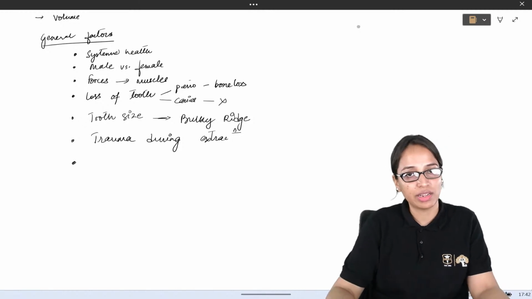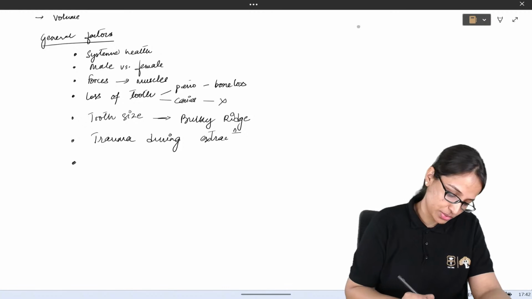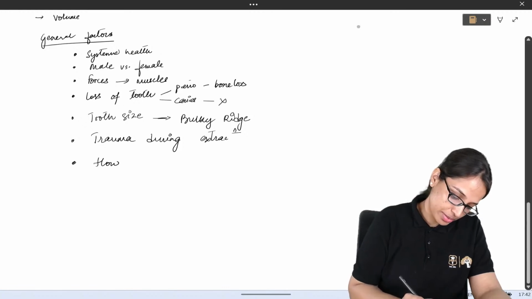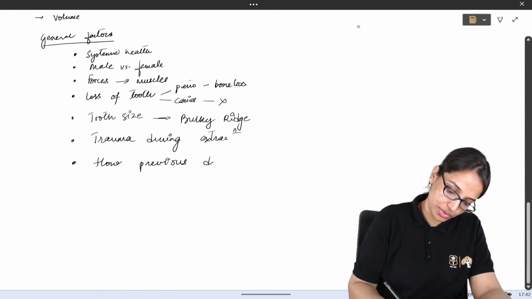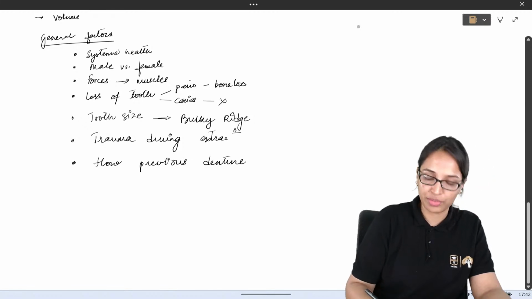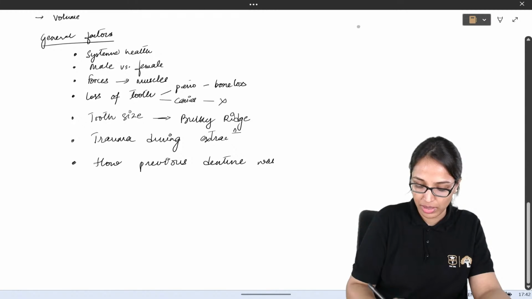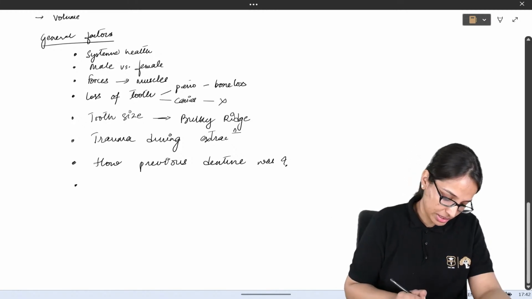Not all cases are fresh extraction. Some are previous denture wearers also. So how the previous denture was constructed, and what the occlusion of that denture was, all of that will determine the present condition of your residual alveolar ridge.